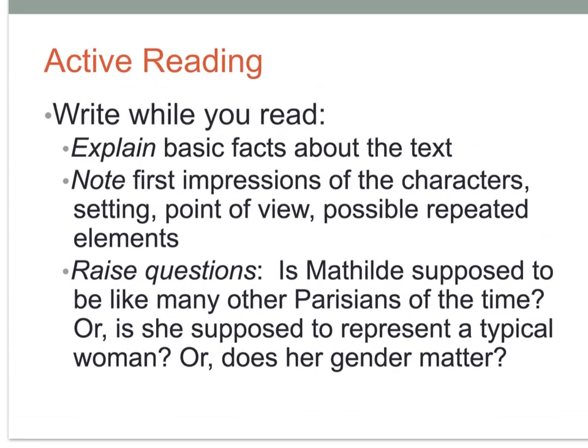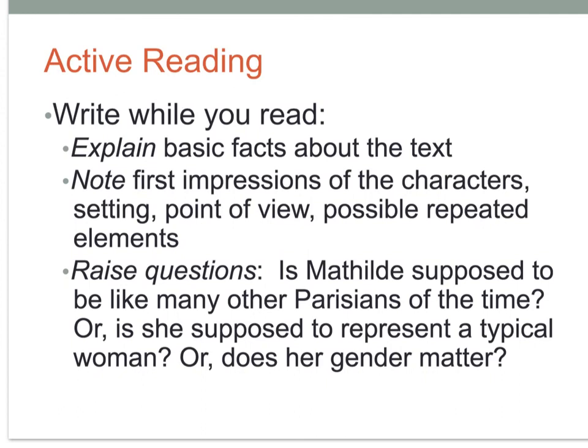So bottom line, when you're reading this semester, whether it be in class, in your room, out on the lawn, while you're waiting in line at the supermarket, on your phone, you want to read actively. So, what happens in the text? You've got to understand that first. Who did what? Who is who? Note first impressions of the characters. Yes, the title is important. Setting, point of view, possible repeated elements. Is there always a reference to a certain phrase or an object?